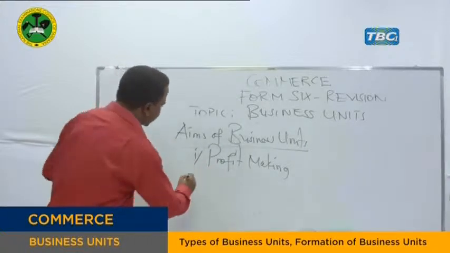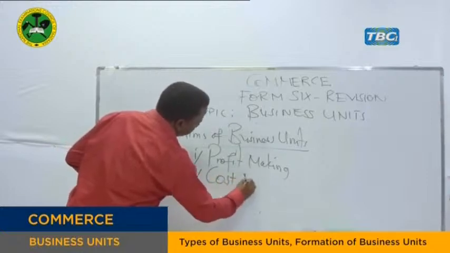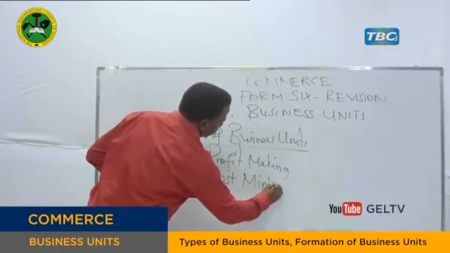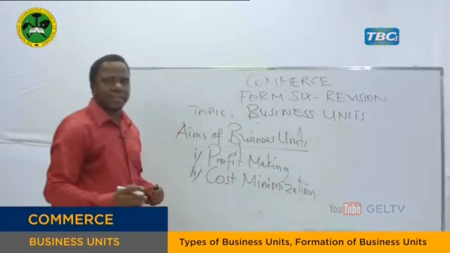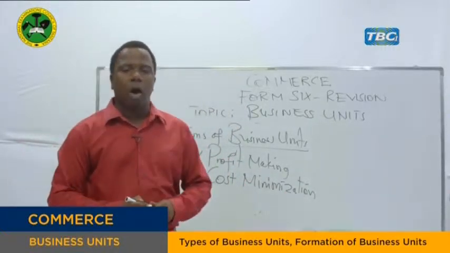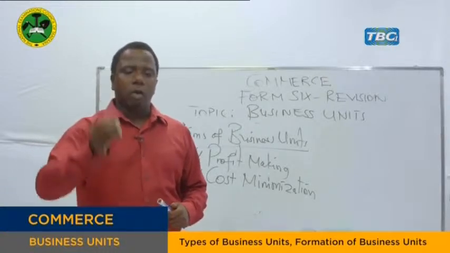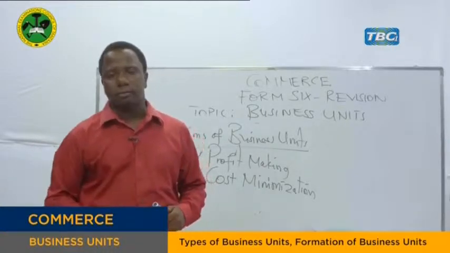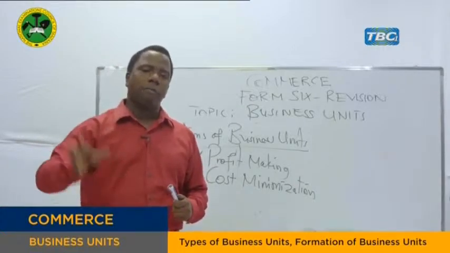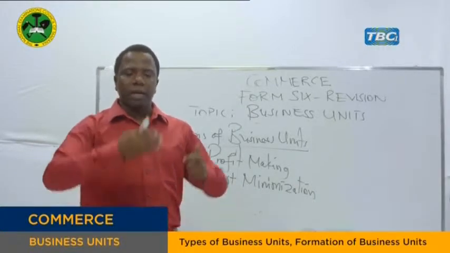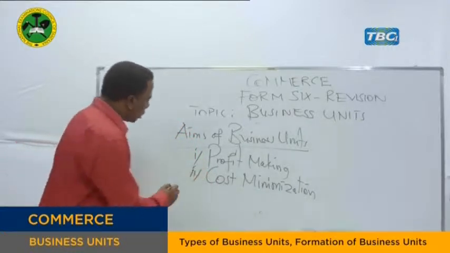But number two is that business units will also focus on minimizing costs, being costs of operation. In order to get profit, you should minimize your cost of production. So these business units will aim at this.